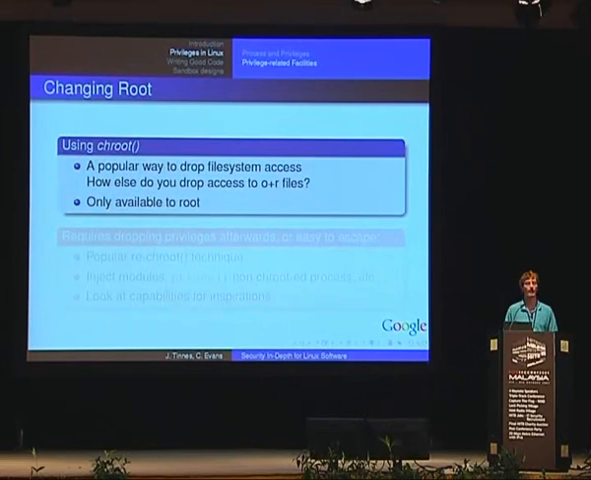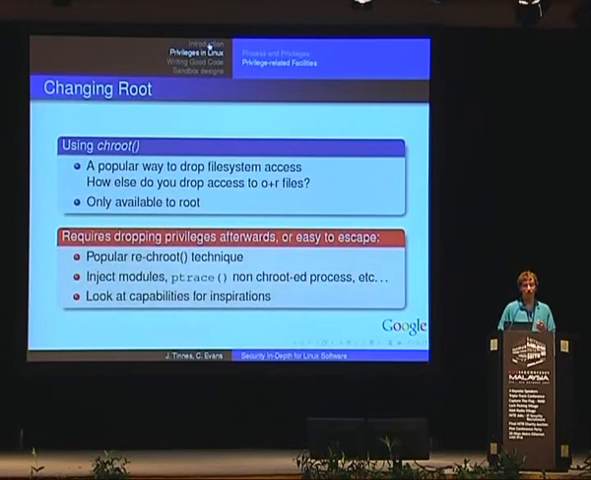So changing root, it's probably one of the most used tricks to drop privileges. It's a very popular way to drop file system access. How else would you drop access to files that are readable by anyone? The problem with changing root is it requires dropping privileges afterwards, because otherwise it's extremely easy to escape from a chroot sandbox, because you're root, you can do whatever you want. You can load modules, you can change the network, you can ptrace any process on the machine, so you can easily escape from that. So you need to drop privileges afterwards.